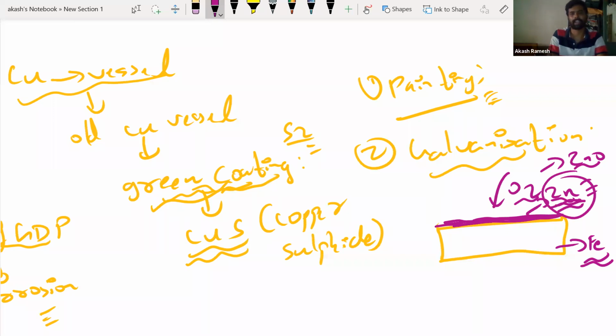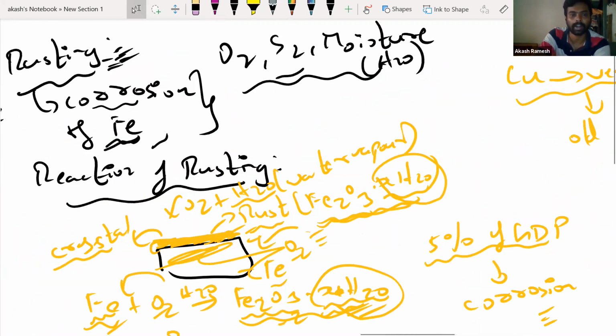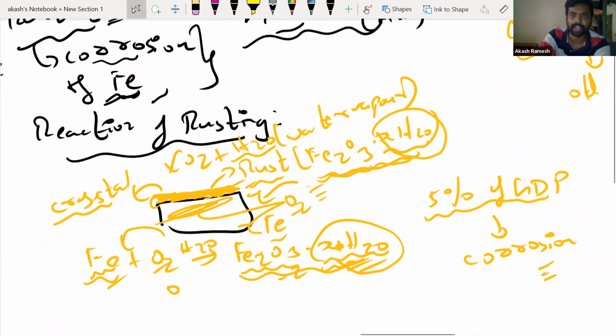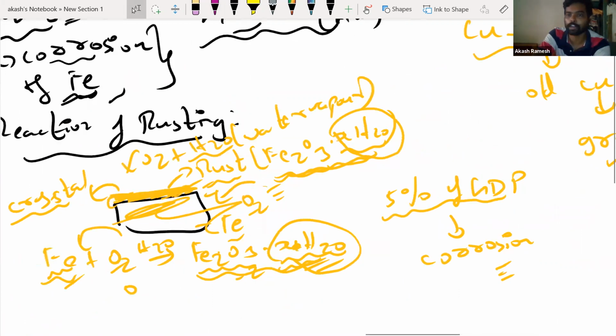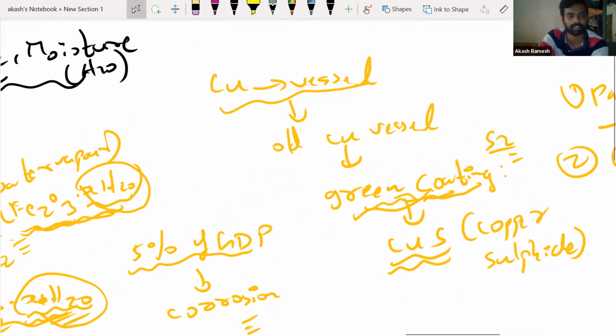Very simple. Galvanization. There are various other methods. We will not go into the details. So two things you have to remember, people. One is the rust, and what is the equation of formation of rust? And second thing is about the old copper vessel. Why is it having a green coating? All these kind of questions can be asked in your exam.